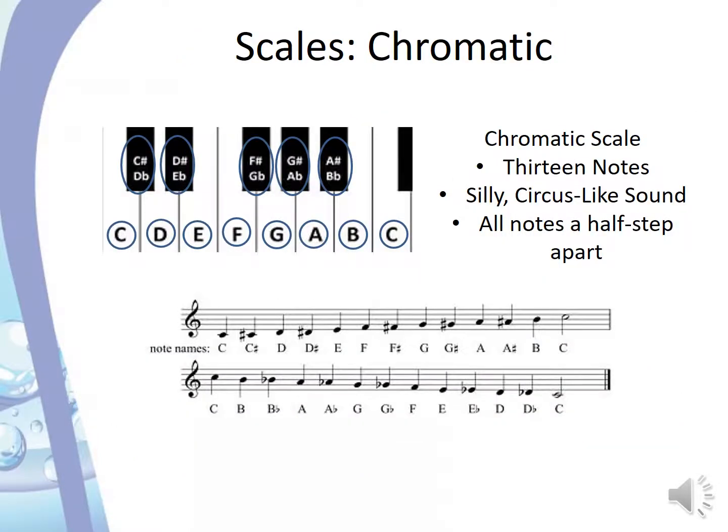There is one more kind of scale that we can hear in music, and that is known as a chromatic scale. Notice that a chromatic scale is different from the previous two in that it is now 13 notes long, and that is because it uses every single note on the piano. It is often described as having a silly or circus-like sound, and all of the notes are a half step apart.